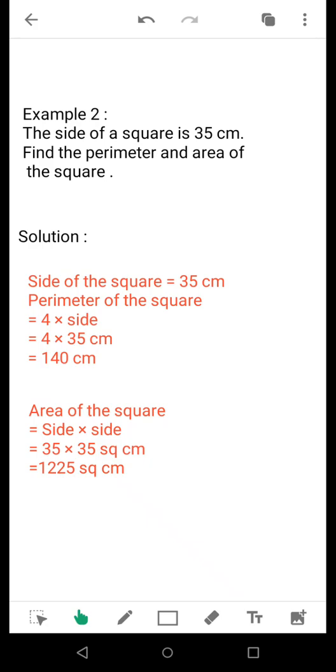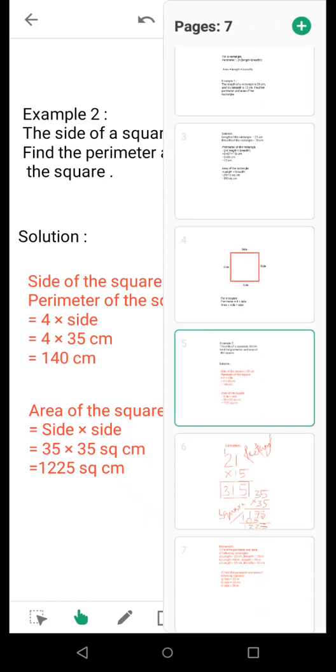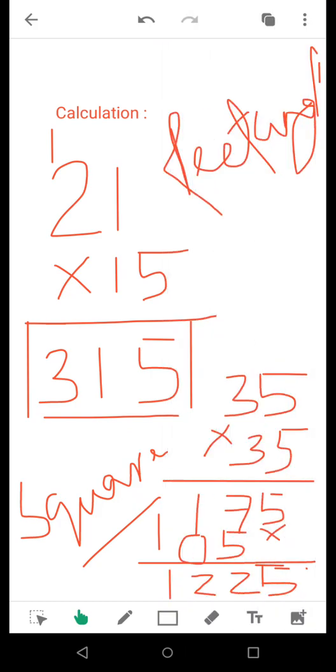Now the calculation is also done. You will get to see that calculation on the next page. This is the area calculation for the rectangle and this is the area of the square. Now the calculation part, if you see here, has been done. If you can do it by yourself, you can do that.